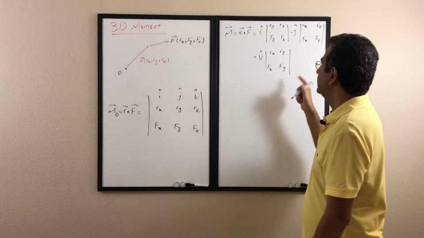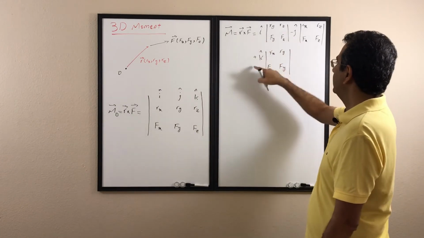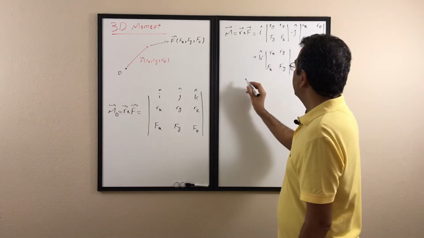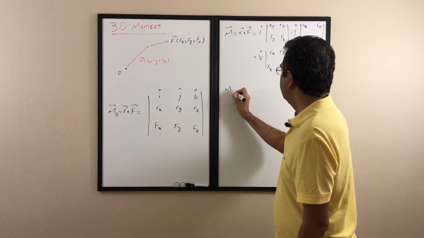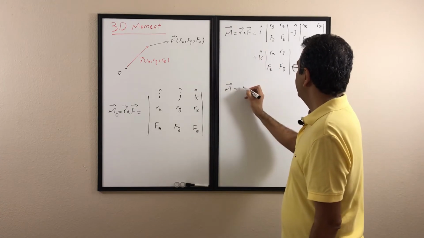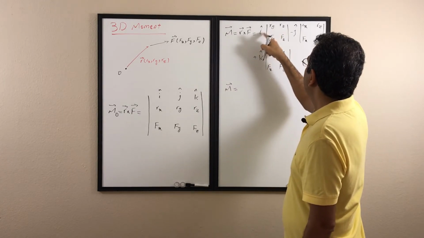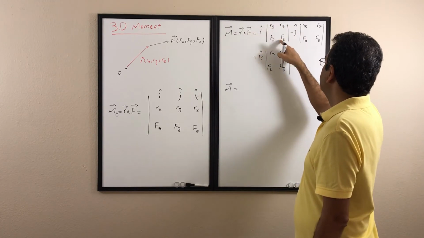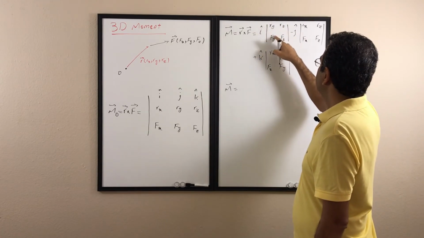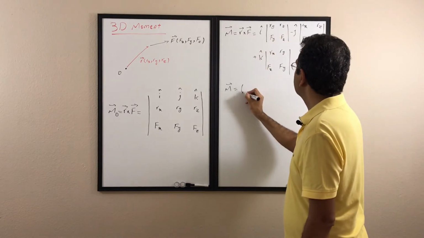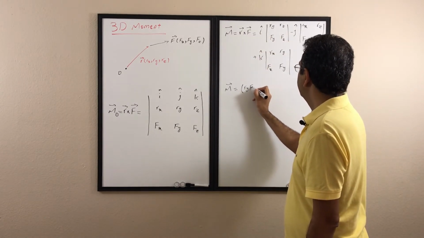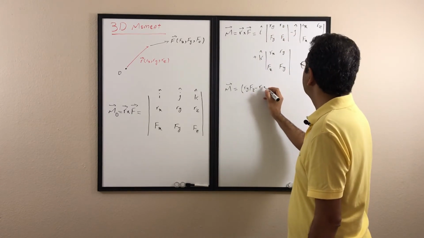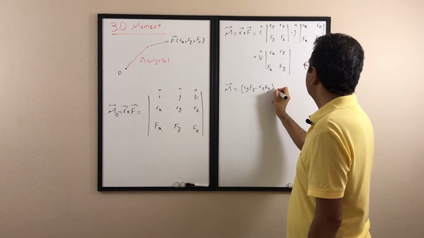and if you have more terms, again the same thing. So it's positive, negative, positive, negative, positive, negative. Don't forget that the j is going to be negative. So if I expand that, M is going to be, here I have an i, and the 2 by 2 determinant is going to be these two multiplied together minus these two. So it's Ry Fz minus Rz Fy, times i.